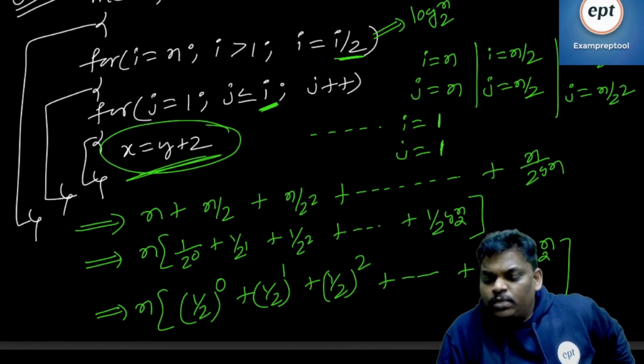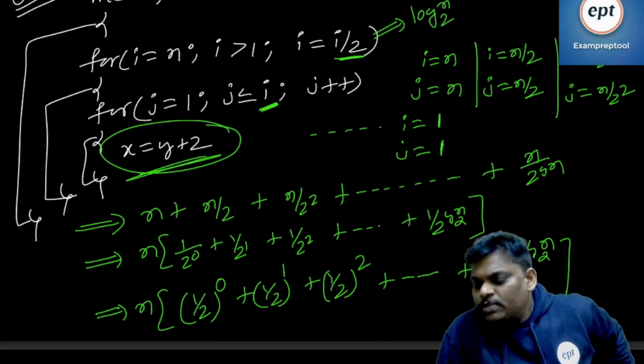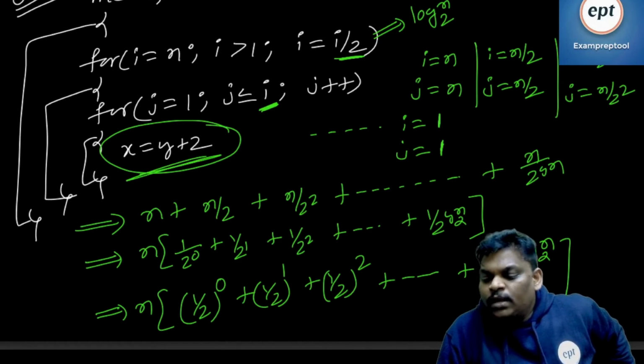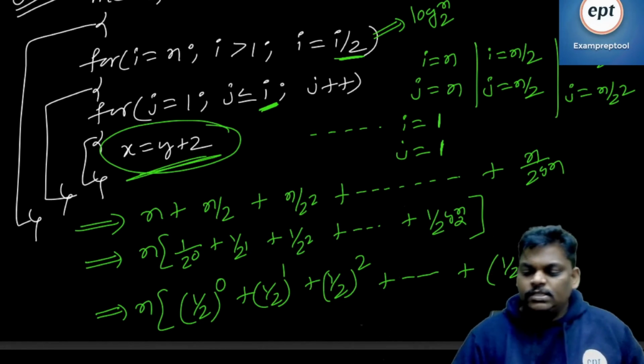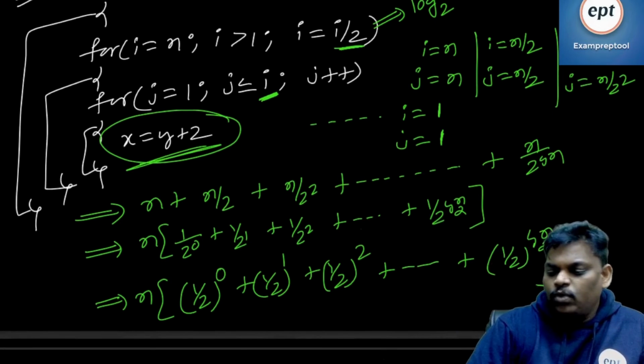So the first time the loop is n times, the second time the loop is n by 2, the third time the loop is n by 4, the fourth time the loop is n by 8 and so on. The last time the loop is n by 2 power log n. N common, decreasing. So R of the GP series is less than 1. A GP series where R value is less than 1 is known as a decreasing GP series. This is the way of calculation. I hope you got it.